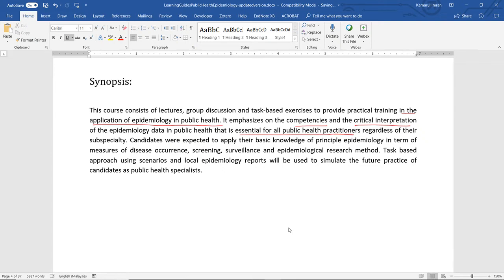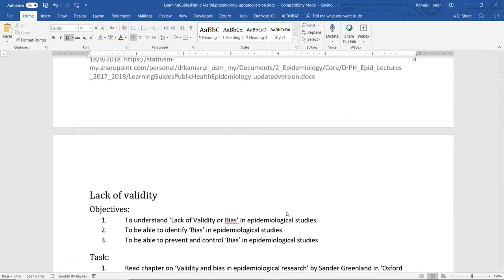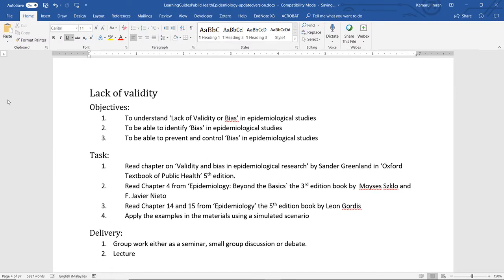So we expect you to be able to apply basic knowledge of principal epidemiology in terms of measures of disease occurrence, screening, surveillance, and epidemiological research methods. So it is a task-based approach using scenarios, very common here, scenarios and local epidemiology reports, so that we can simulate your future practice as public health specialists.